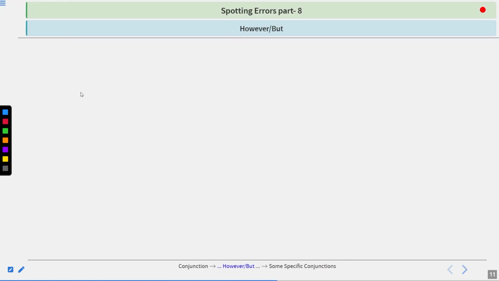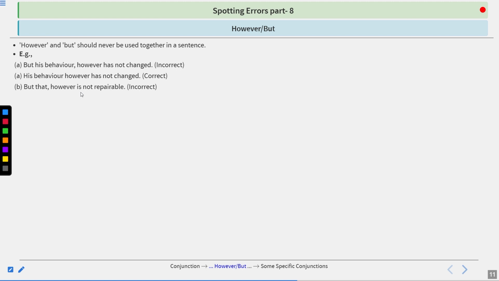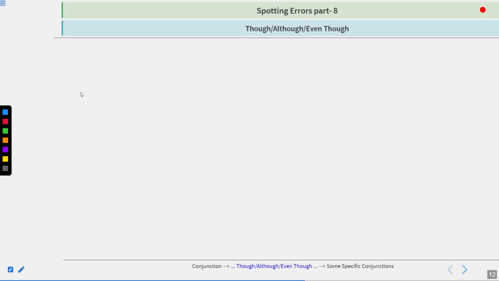Again, however and but. However and but should never be used together in a sentence, because both the conjunctions express the same meaning. "But his behavior, however, has not changed" is incorrect because you have used but and however together. "His behavior, however, has not changed." This is correct. "But that, however, is not repairable" is incorrect. "But that is not repairable" is correct. So do not use however and but together.